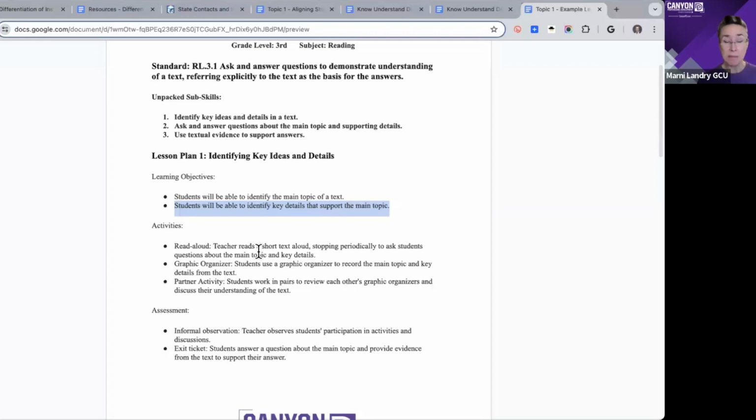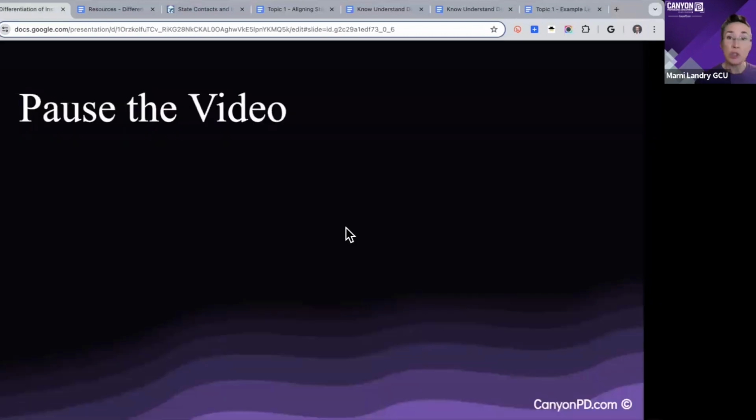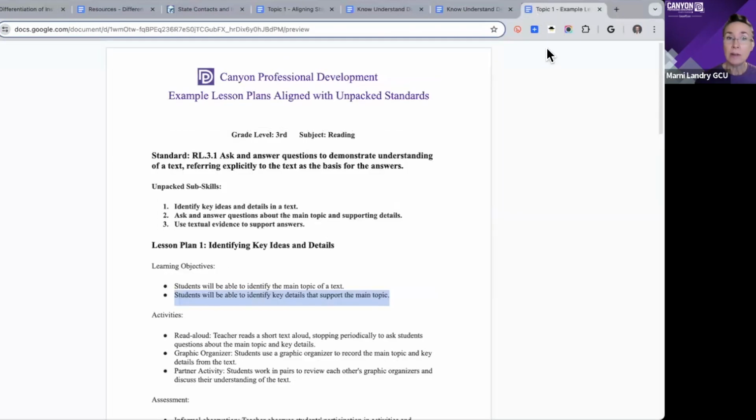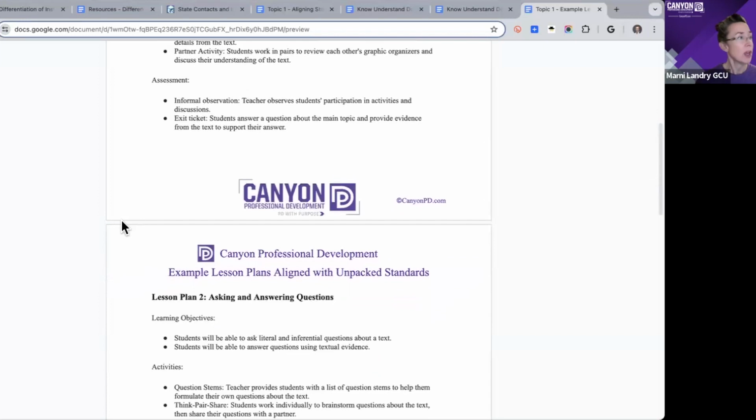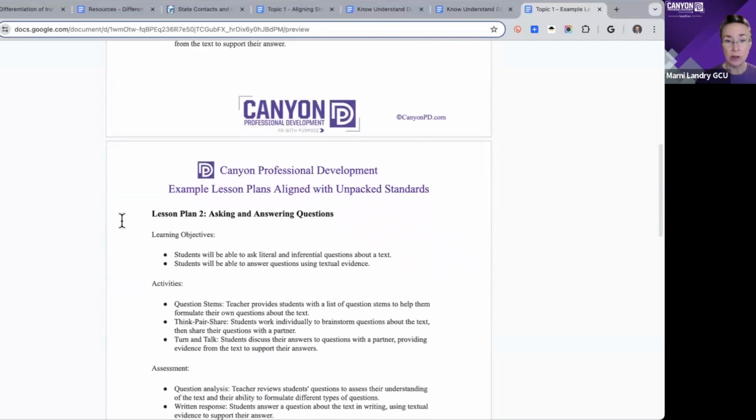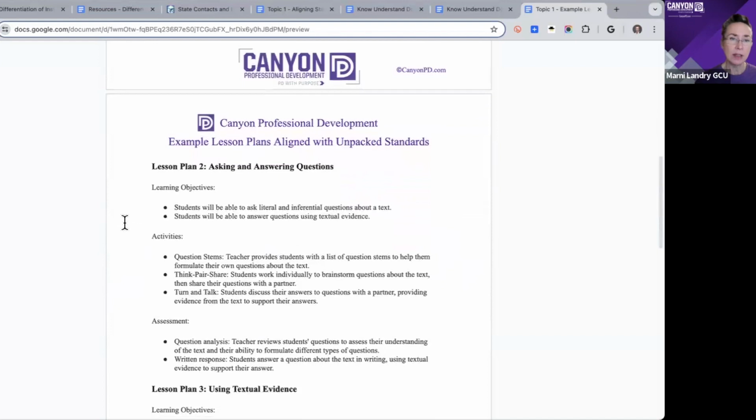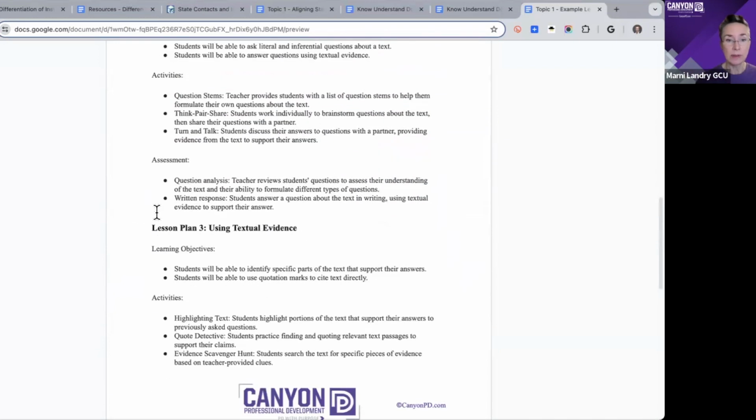At this point, it doesn't matter the content that I'm using, as long as it's grade level appropriate or readiness appropriate. I'm going to go ahead and ask you to pause the video and navigate to that document, the example lesson plans, and just take a look at how this is organized. And then I want you to go back to the lesson plan you broke down into the know, understand, and do statements, and start to look at how each of those sub-skills can be broken into learning objectives.